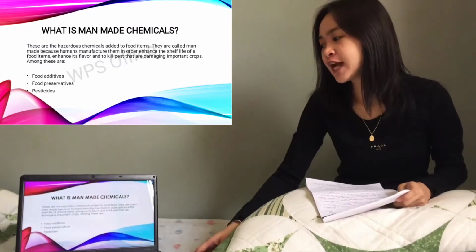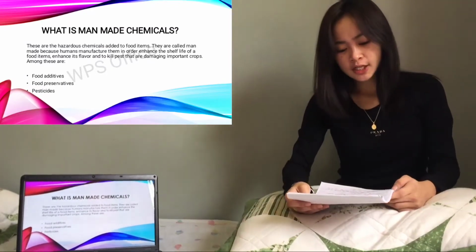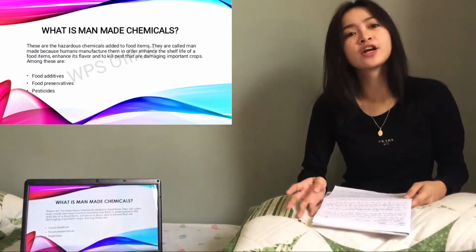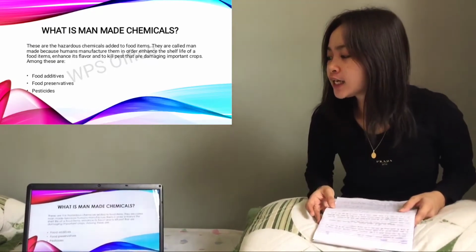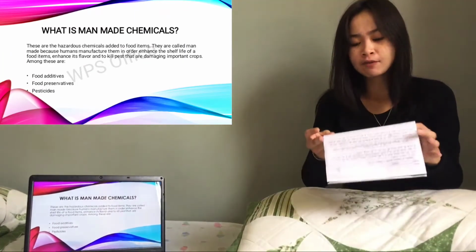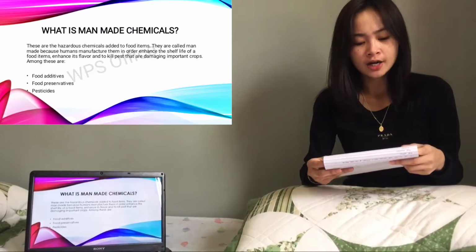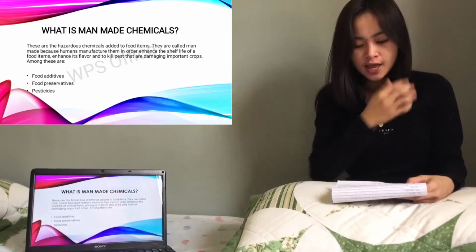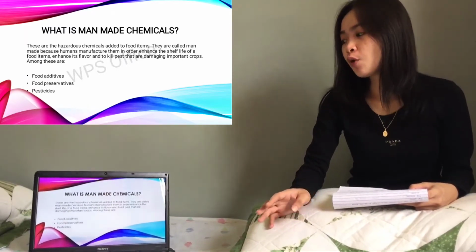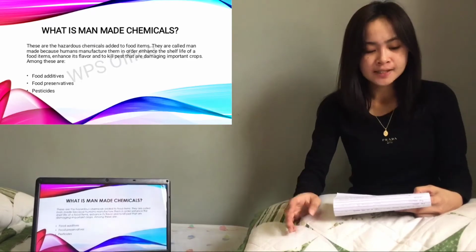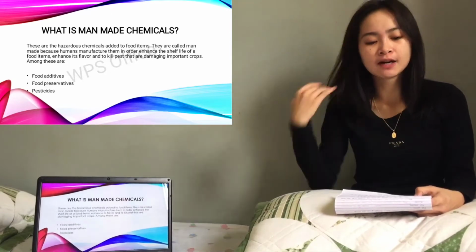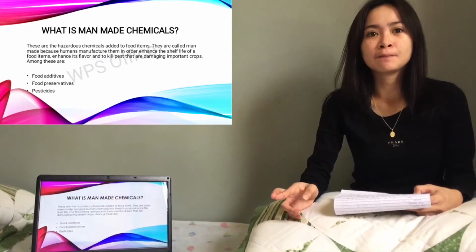First is the food additives. Food additives are used to enhance the flavor and appearance of the food. Among these are food coloring, salt, and other flavor enhancers. For the second, it is the food preservatives. Food preservatives are used to extend the shelf life of the food items, and they should be properly used in preserving food. For the last one, pesticide. Pesticide is what the plants, fruits, and vegetables are often sprayed with before being harvested to avoid insects.